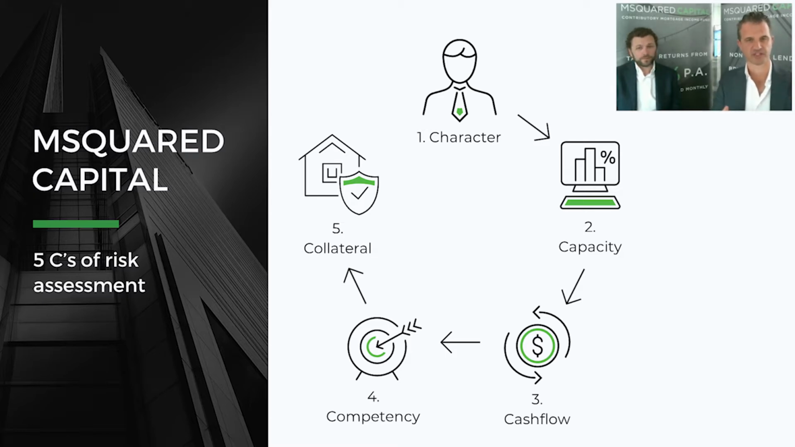When we're assessing risk, there are 5 aspects of risk that we think are non-negotiable. You can't just take one aspect in isolation to assess a direct mortgage. So let's go through, Paul, those 5 key risks. We look at the character of the person, we look at capacity, we look at the cash flow of the borrower, the competency, and importantly, we look at the collateral, the strength of the security.